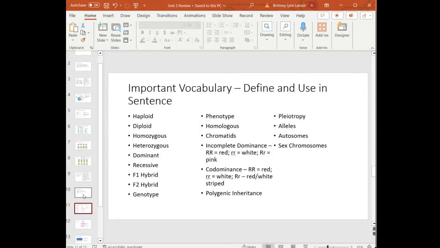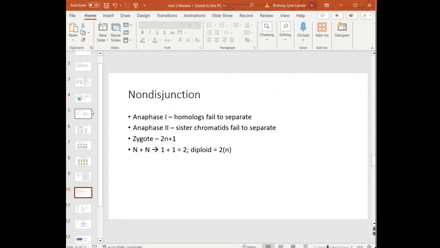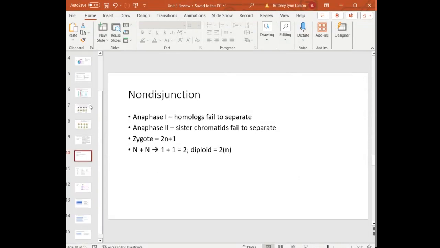And then let's briefly discuss non-disjunction, and then we get to pop into genetics. So chapters 8 and 9, mitosis, meiosis, you guys have been giving me fantastic answers. Make sure you review the homework and the quizzes and the vocab for those. But I think for the most part, everyone's pretty solid on those. Most of the questions on the quiz were about genetics.